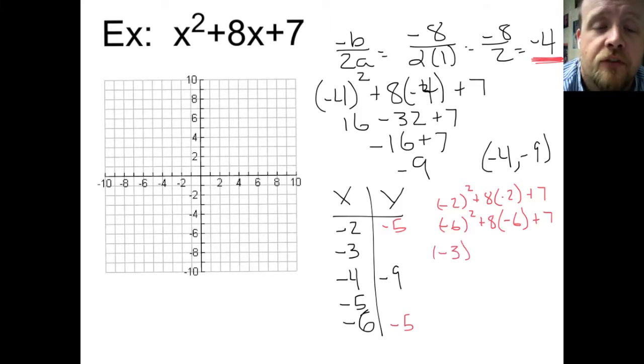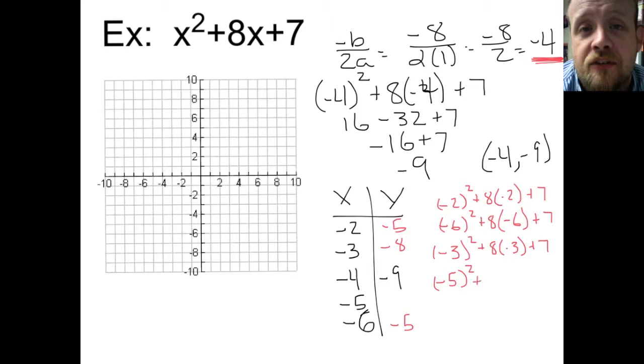So we'll plug negative 3 in next. So negative 3 squared plus 8 times negative 3 plus 7 gives us 9 minus 24 plus 7. We get negative 8. Our final value, we'll throw that negative 5 in there, so we get negative 5 squared plus 8 times negative 5 plus 7. And we work that out. And once again, we are going to go ahead and get negative 5. So that means, once again, we've done it correctly. We're seeing the correct symmetrical pattern in our values.